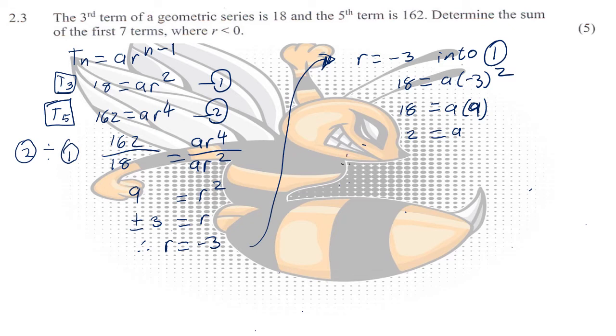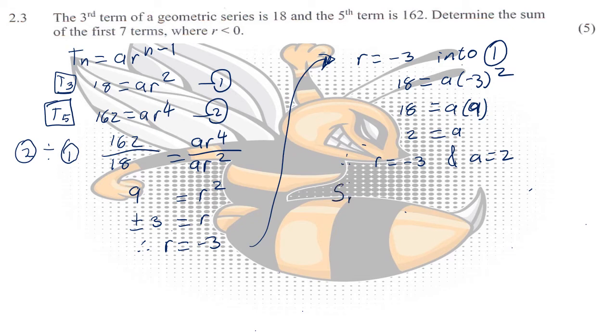So up until this point we've been able to calculate that r is minus 3 and a is equal to 2. But this does not answer our question yet, because they asked us to determine the sum of the first 7 terms where r is smaller than 0. So meaning from there we now need to find the sum.